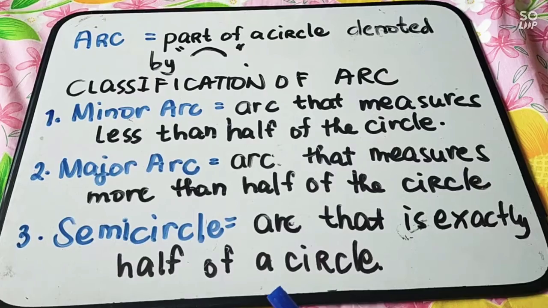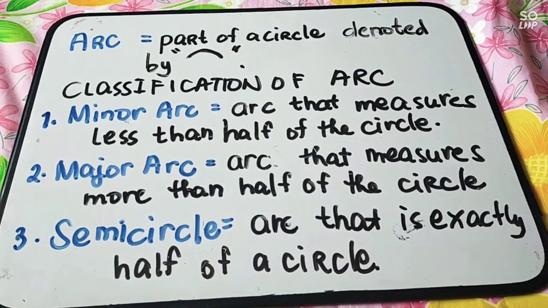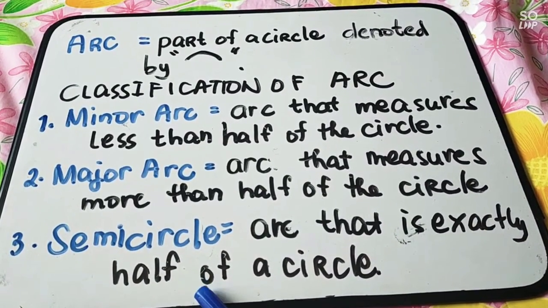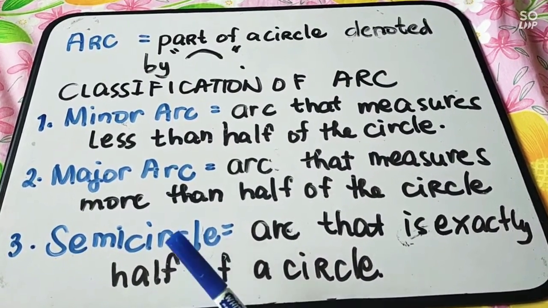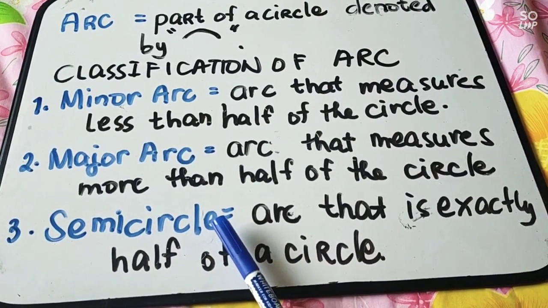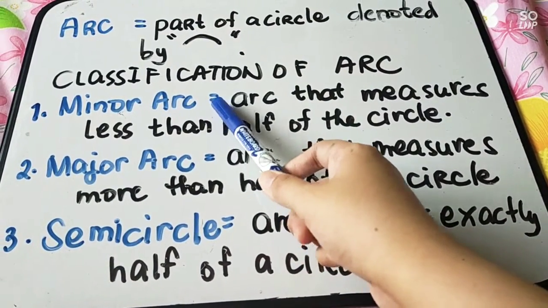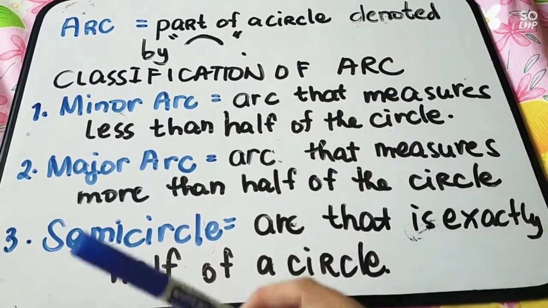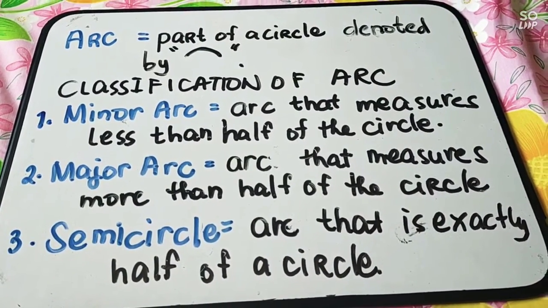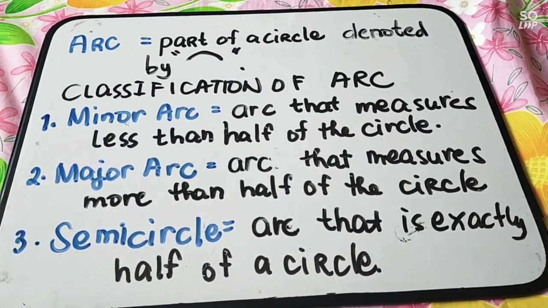Again, a circle measures 360 degrees. If the measure is 180, therefore it is a semicircle. If it's less than 180, it is what you call a minor arc. And if it's greater than 180, that is what you call a major arc. Is it clear? Let us move with the example.